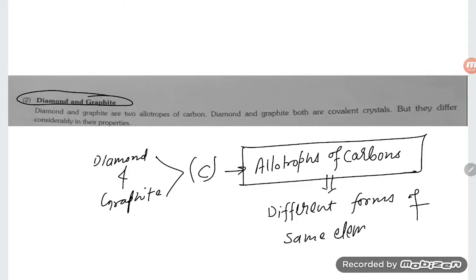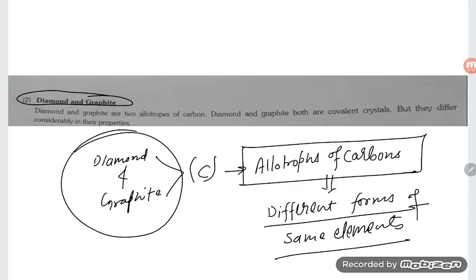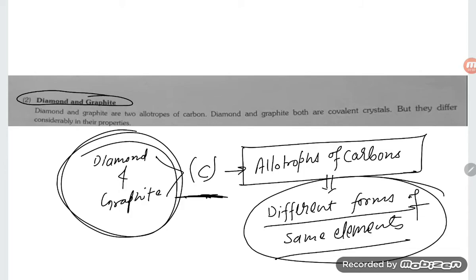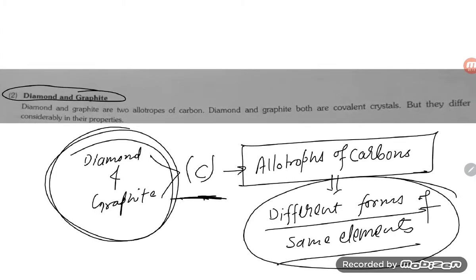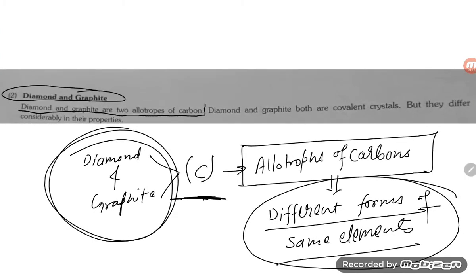They have similar chemical properties, but their physical properties are different. That you have to keep in mind. So diamond and graphite are nothing but allotropes of carbon. Allotrope means a different form of the element. Now let us try to understand what is given in the slide, students. They are saying diamond and graphite are two allotropes of carbon.